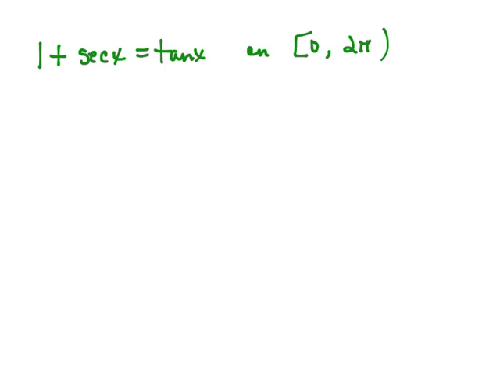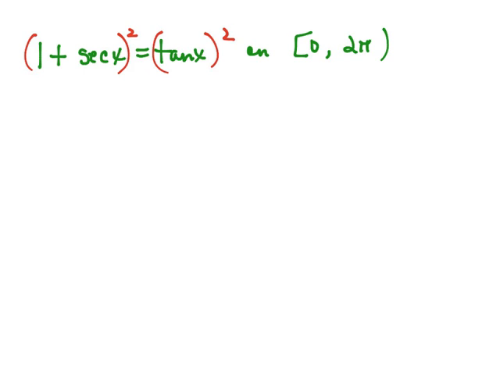1 plus secant x equals tangent x, and we want to solve for x on the interval from 0 to 2 pi. We have a Pythagorean identity that relates secant squared and tangent squared, but we don't have an identity that relates secant and tangent. So a technique that we might try on this particular problem is to square both sides.